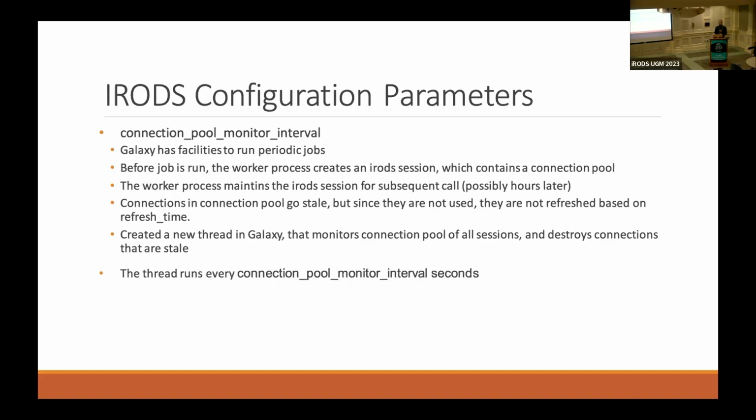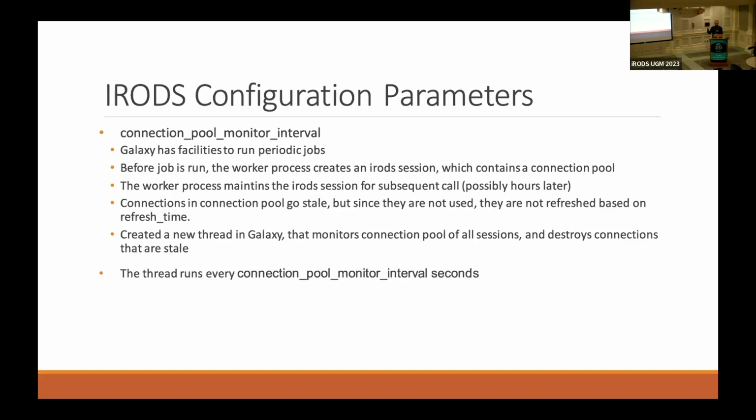The other one, this is a change that we made in the Galaxy code, not in the iRODS code, is called connection pool monitor interval. So Galaxy has utilities that run periodic jobs. So they'll say they run every 8 hours or so. Before the worker thread runs, it's going to create an iRODS session, and we're going to have a connection pool with, again, connections in them. The job runs, and the next time it runs is 8 hours later. In this 8-hour span, a connection is being kept in the idle set, which is stale already.